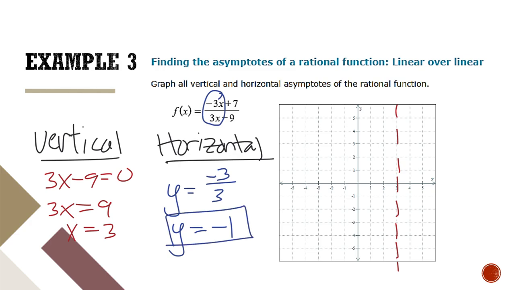So remember, when we talk about large numbers, infinity or negative infinity, and the end behavior, this plus 7 or minus 9 doesn't really mean much, so we kind of cancel them out when we talk about infinite numbers. We just have negative 3x over 3x, which the x's cancel out or become 1, and then we're just looking at negative 3 over 3, those leading term coefficients. So y is negative 1 will be that asymptote that's horizontal here.